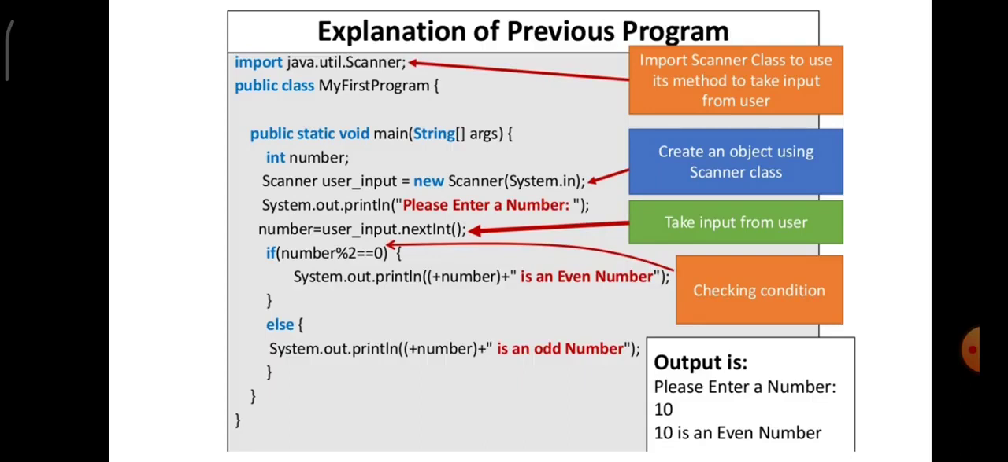Next, if number % 2 is equal to 0, the percentage sign will look out for the remainder value. Now what is the number? Number is 10. 10 % 2. Divide that number 10 by 2 and look out for the remainder. What is the remainder value? The remainder value you are going to get after dividing number 10 by 2 is equal to 0.